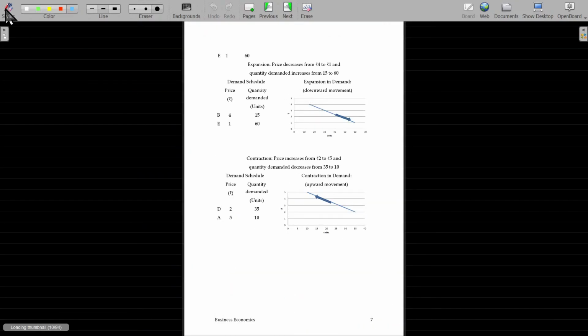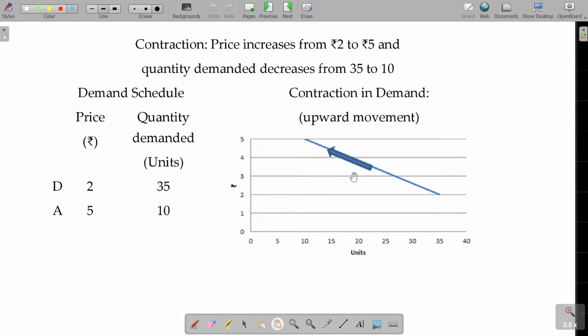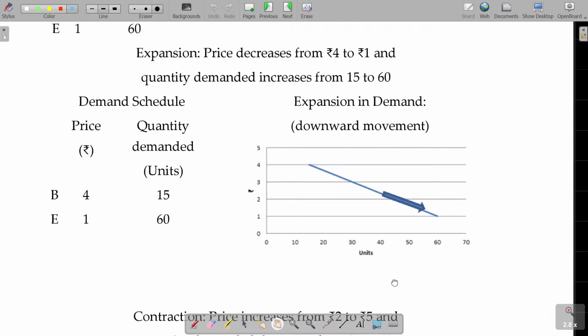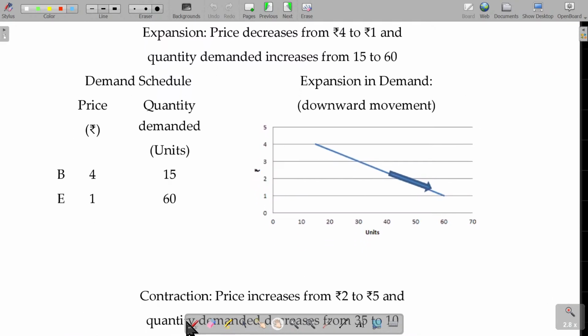Okay. Let's see here. I have given the example here in detail. Here you just see expansion. Price decreases from 4 to 1, leading to quantity demanded increasing from 15 to 60. These two aspects posted here are plotted here, and this shows a downward movement along the curve, which is named as expansion in demand.